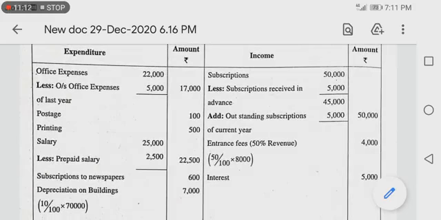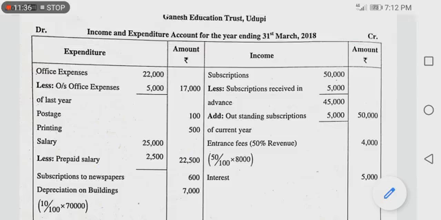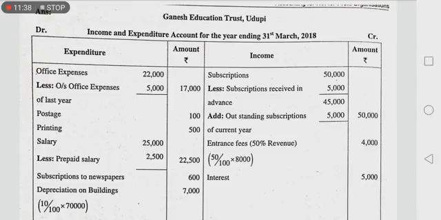It is nothing but paid for the future. Prepaid means paid in advance this year, but it actually belongs to next year. The next year's salary was paid in advance, so it does not belong to the current year. Whatever item or amount does not belong to the current year should be deducted according to the rule.